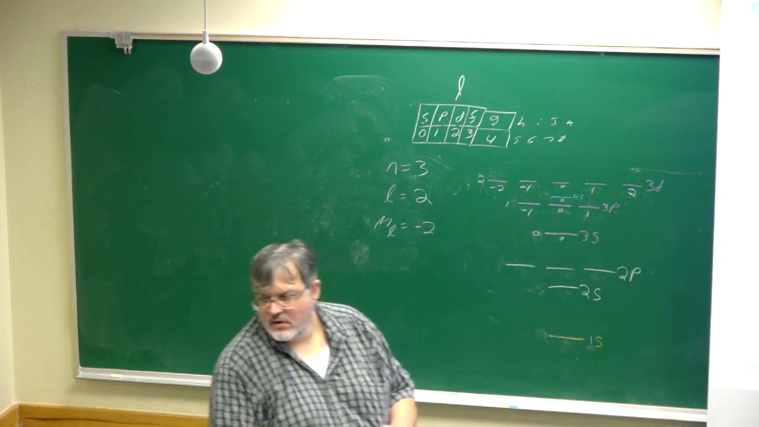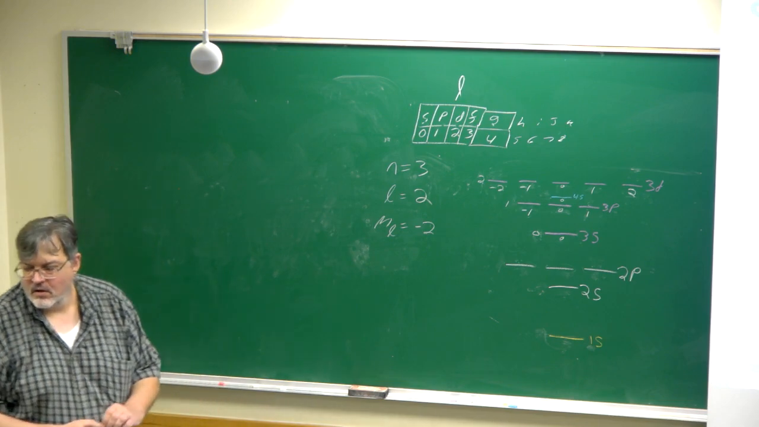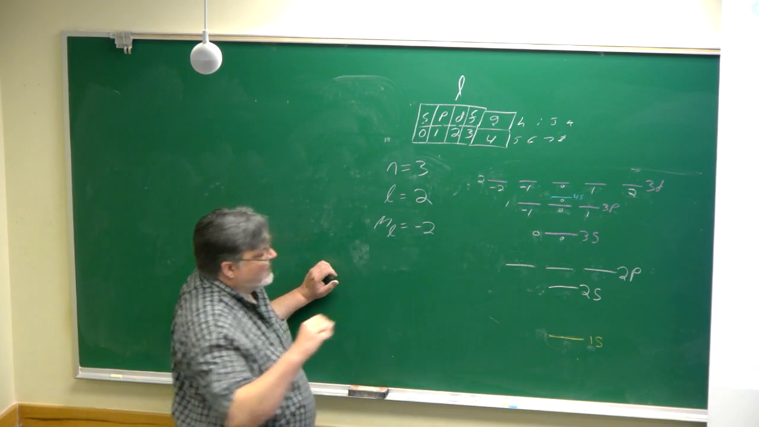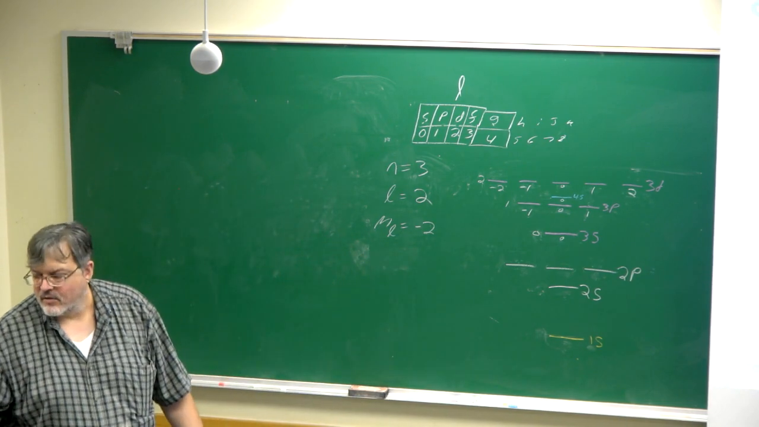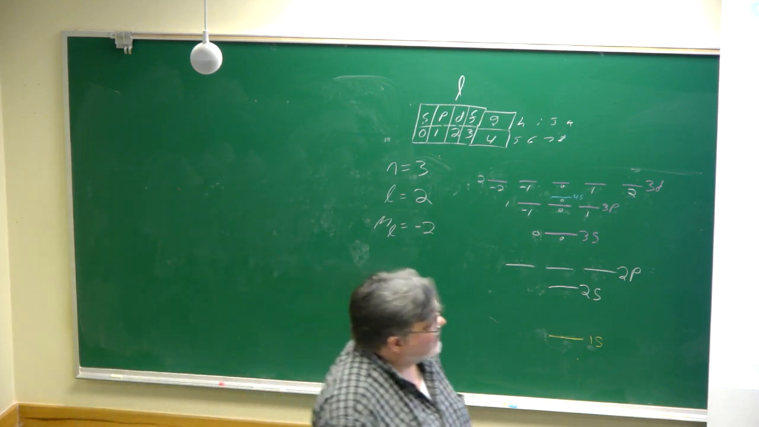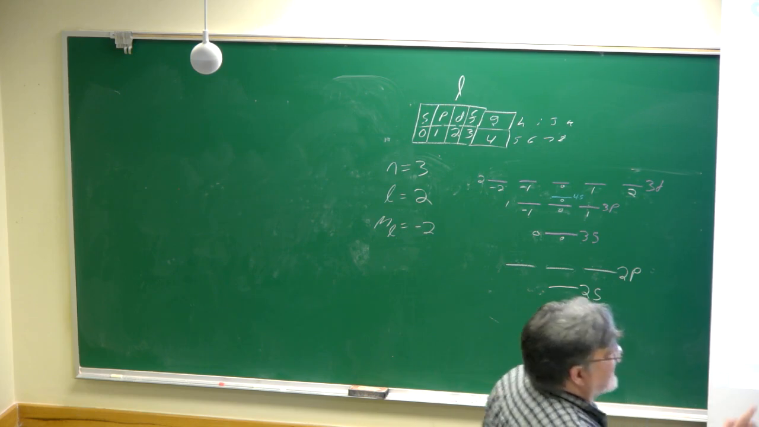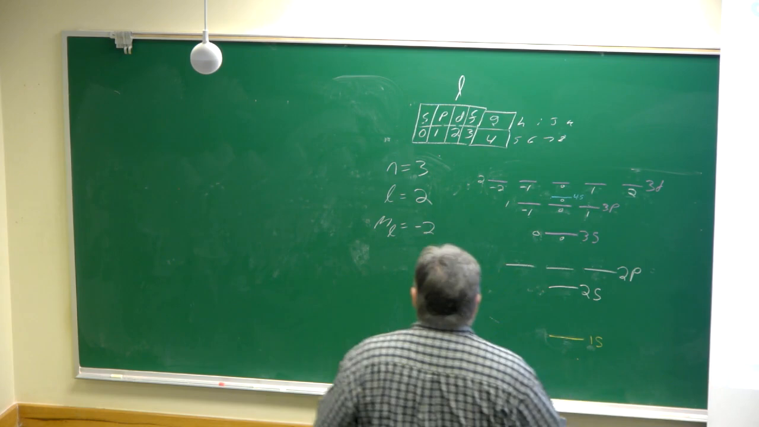Yeah, if it was N equals 4, would it be 4 electrons? No, you would still have, yeah, you're right. Let's see if one of these other ones do that. N equals 4, L equals 3. N equals 5, okay. Okay, let's just do B. N equals 4, L equals 3.